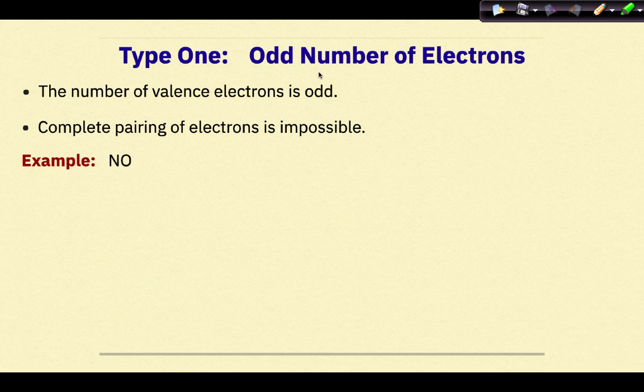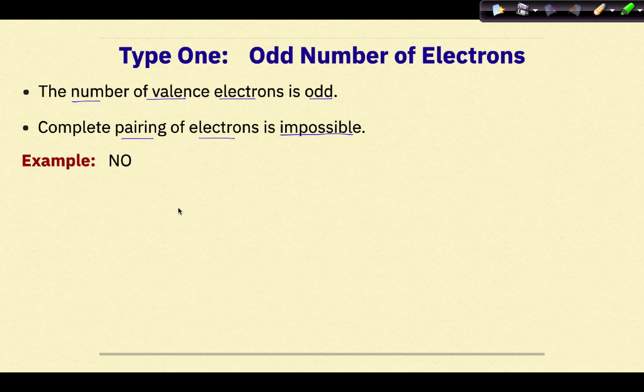Type 1, odd number of electrons. In this type of situation, the number of valence electrons overall is odd. So complete pairing of electrons is impossible. Let's look at the example of nitrogen monoxide.